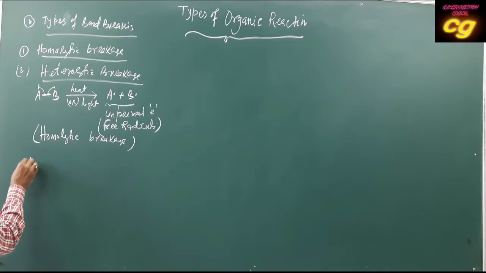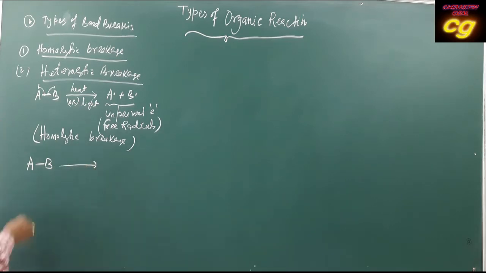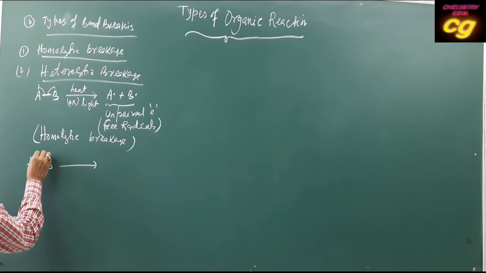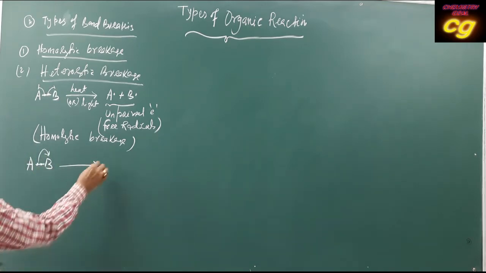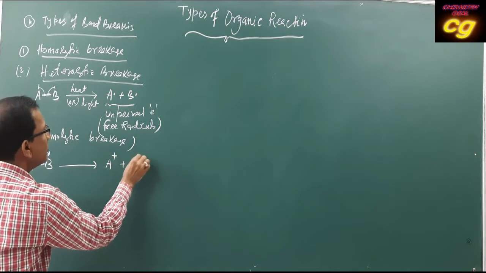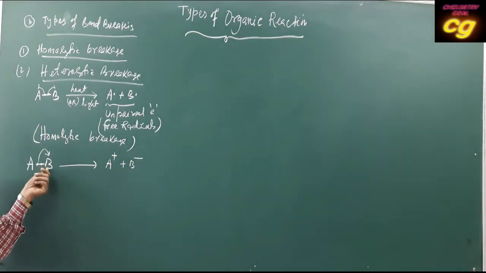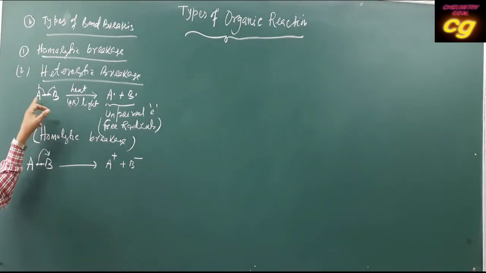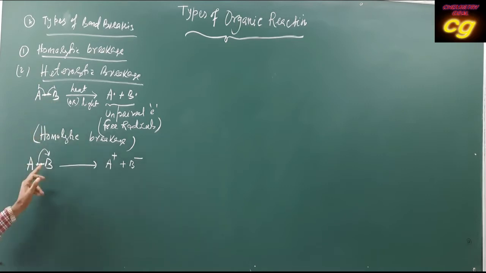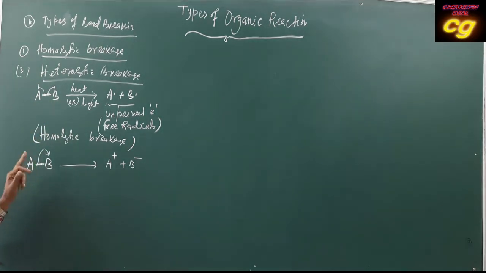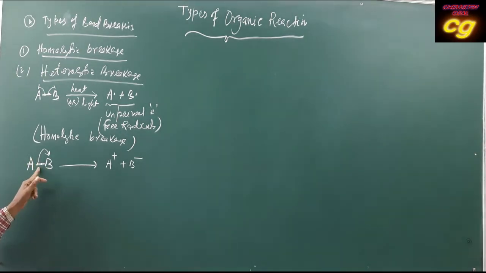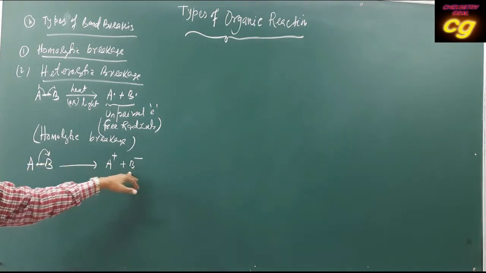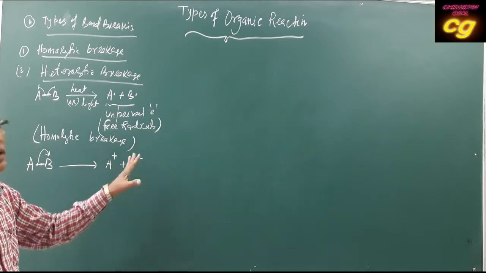Then, if the bonded electrons are taken by one atom, A becomes A plus and B becomes B minus. Here the bonded electrons are taken by one atom, whereas in homolytic breaking they were distributed equally. The shared pair of electrons, the covalent bond formed between A and B by sharing, shifts to B. Because B is more electronegative than A, it takes both bonded electrons, so B becomes minus and A becomes plus. A cation and an anion are formed.